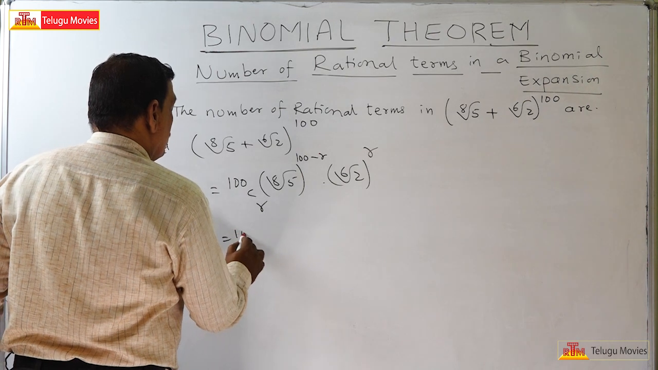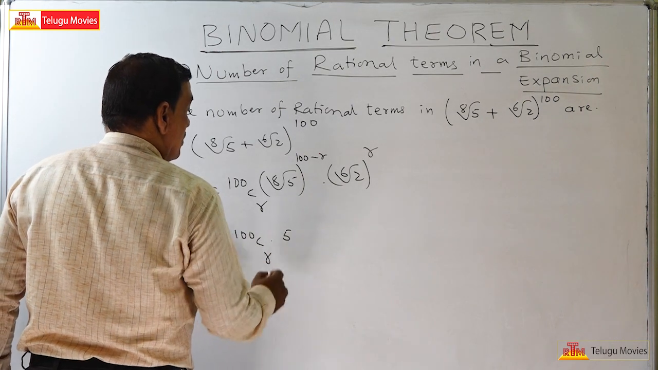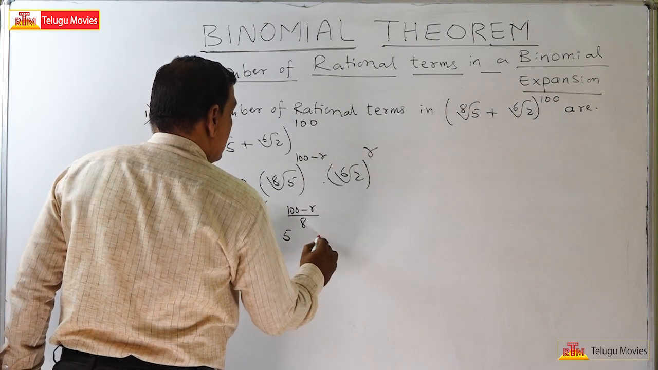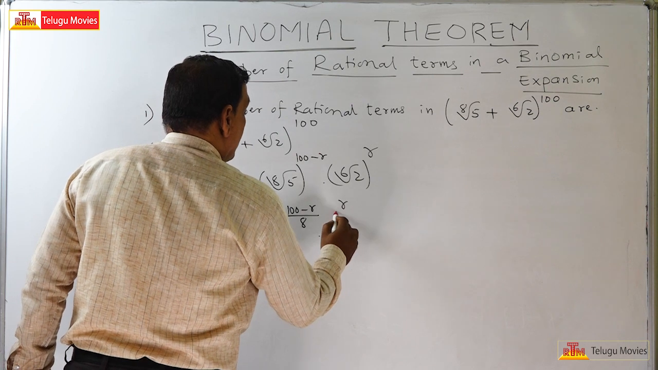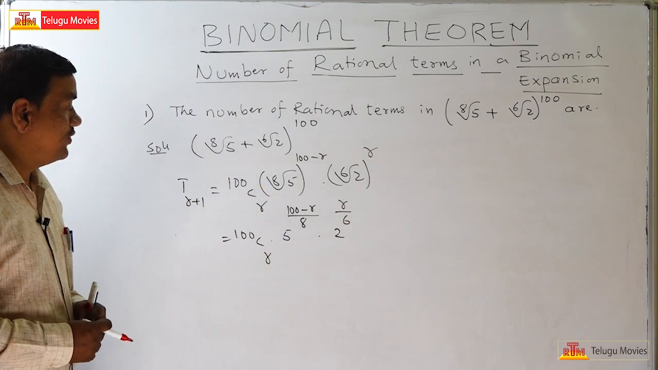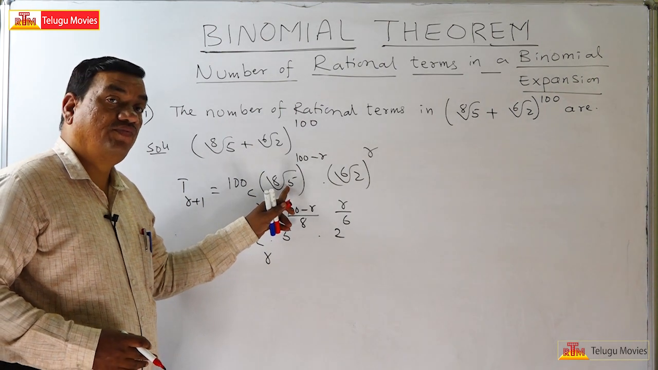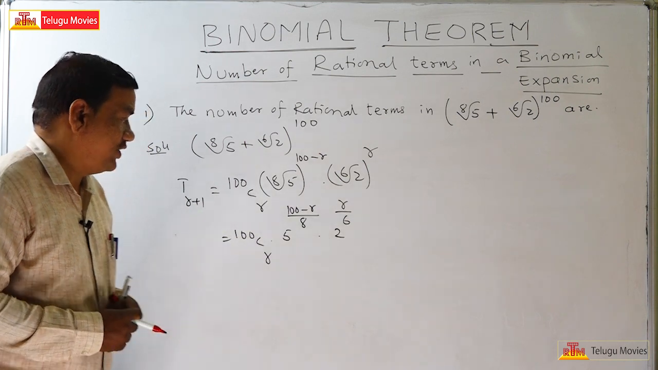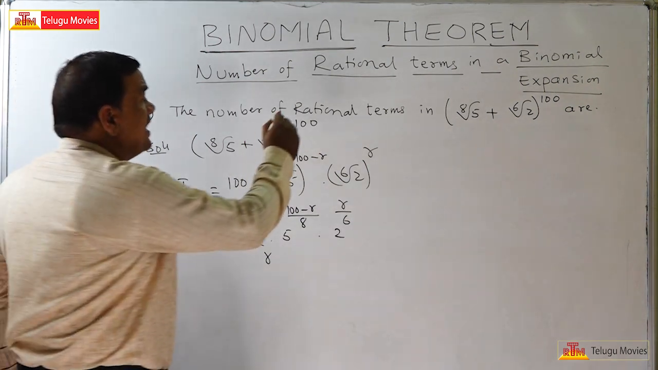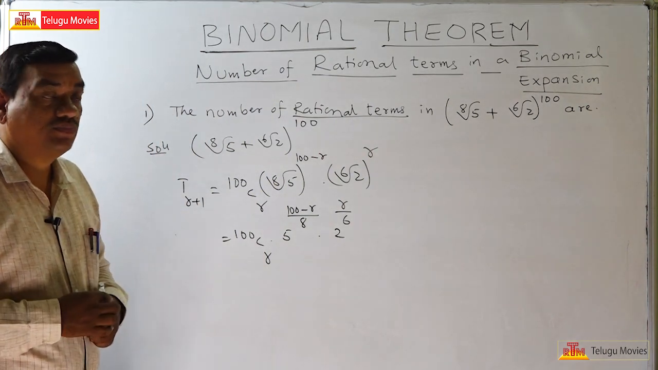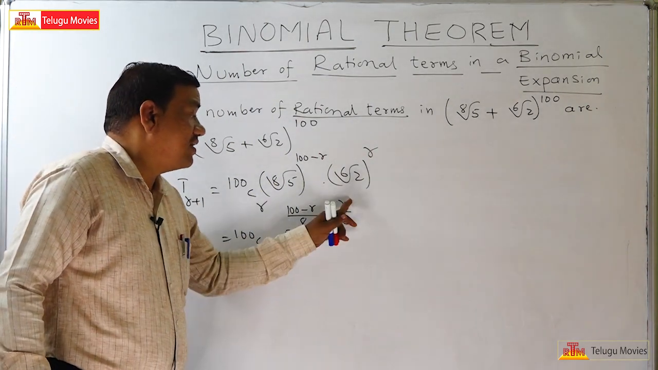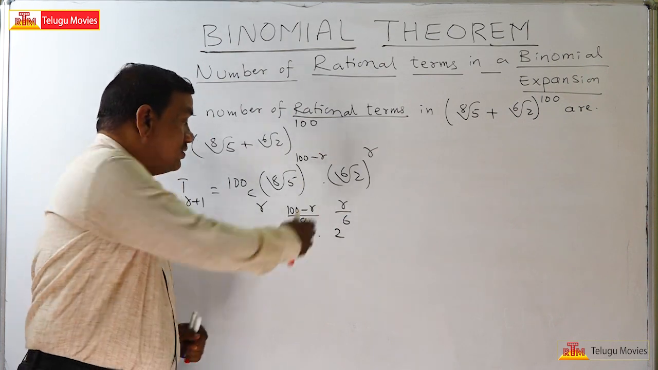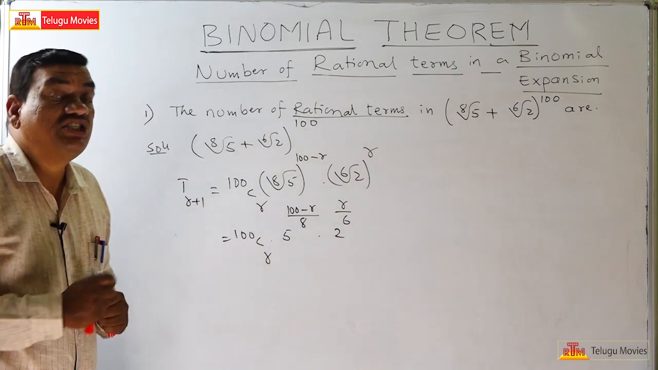So this is equal to 100Cr, 5 to the power of (100 minus r) by 8, into 2 to the power of r by 6. Now 5 to the power of 1 by 8, and the 6th root of 2 means 2 to the power of 1 by 6. Now to make it a rational term, 100 minus r and r should be divisible by both 8 and 6 respectively, so that you get integer exponents.